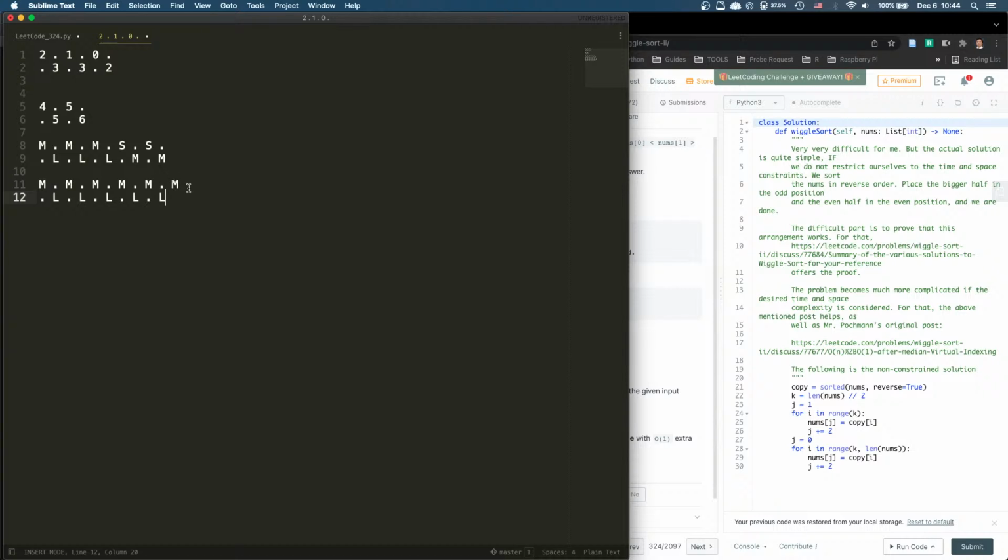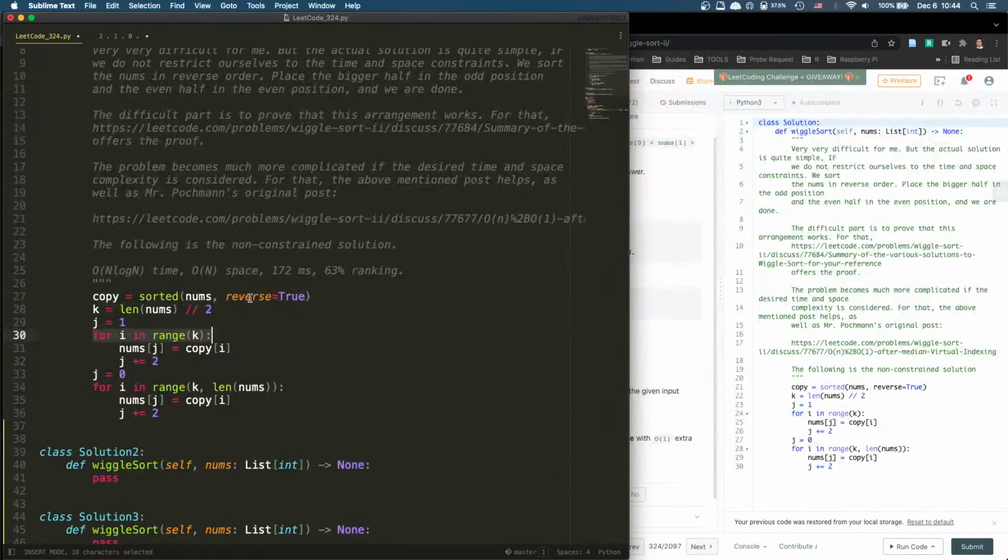Therefore, for even or odd, the goal is just to separate the medium values. Once we separate, we can see that on the smaller side, we just need to put the medium at the front. On the large side, we put the medium at the end. So if we sort the original array in reverse order, we take the first half and put that in the odd position values, and the second half at the even position values, then we're done.